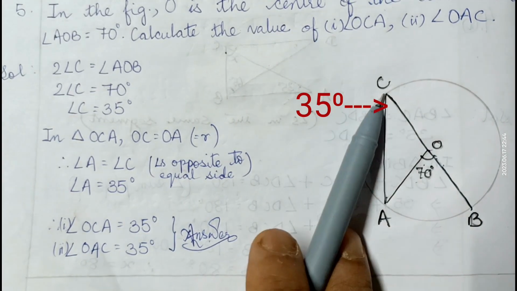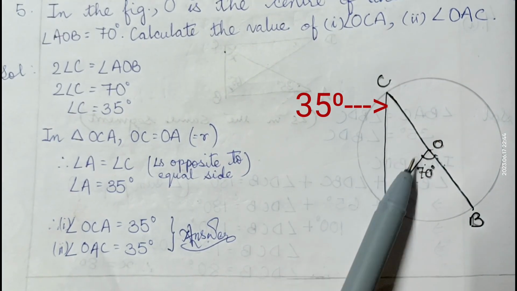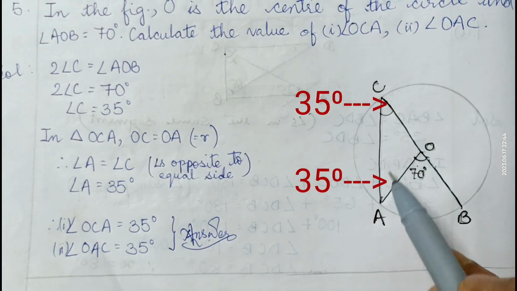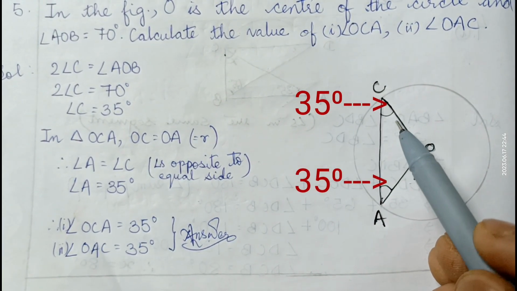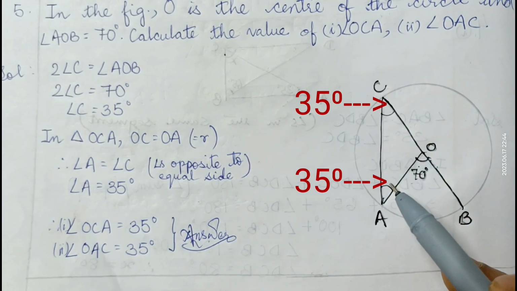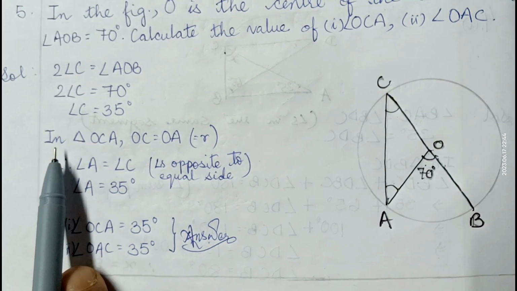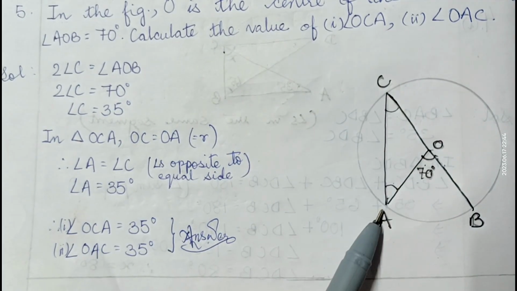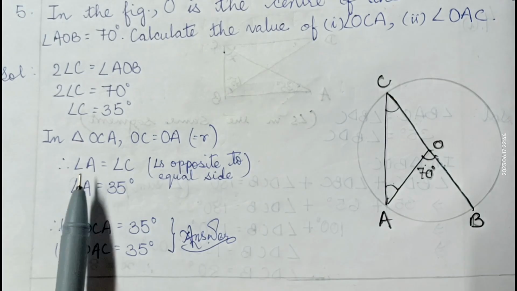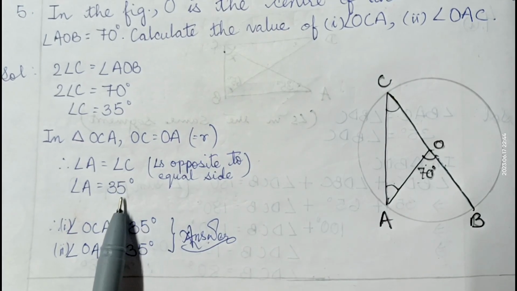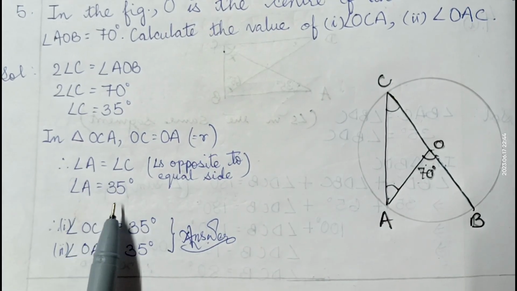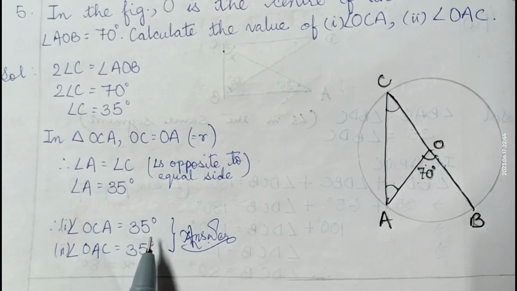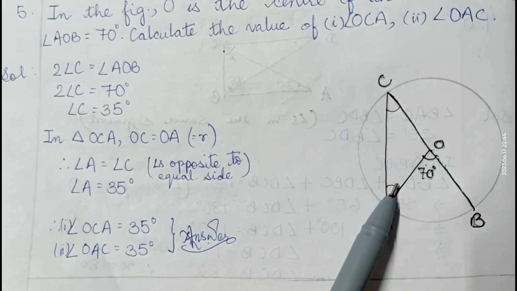Again, OC and OA are radii of the same circle. Since these two sides are equal, their opposite angles also must be equal. Since we got this angle 35, therefore angle A also will be 35. So we can write in triangle OCA, OC equals to OA. That means angle A equal to angle C. Since we got angle C 35, therefore angle A also 35. So we can write angle OCA 35 degree, angle OAC also 35.